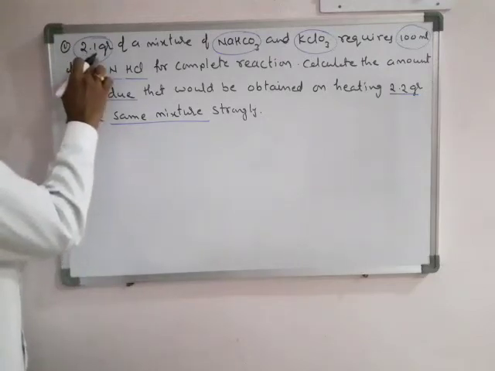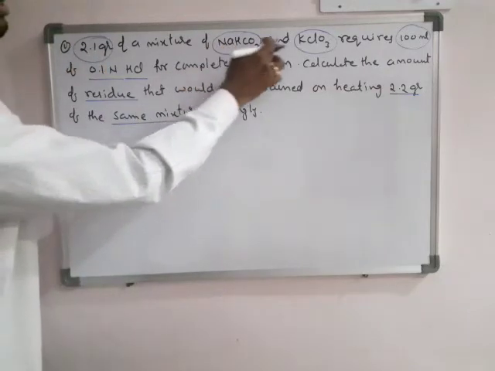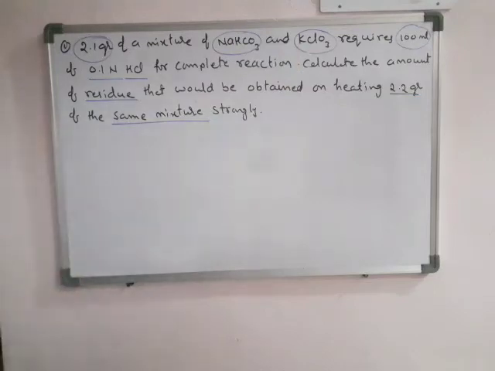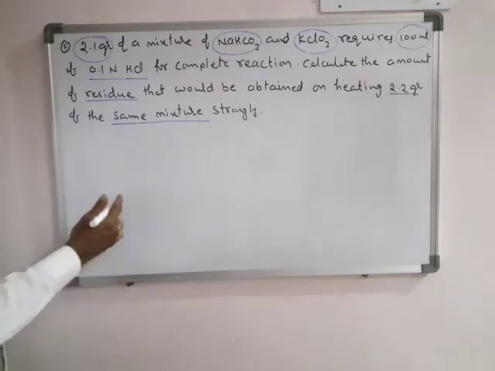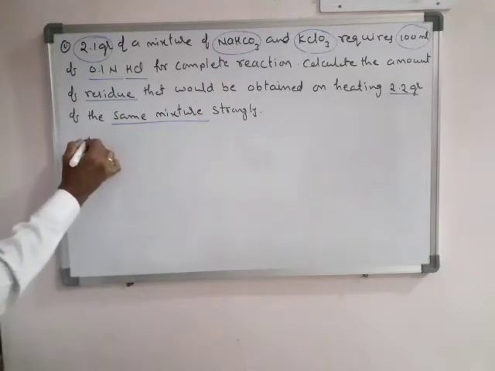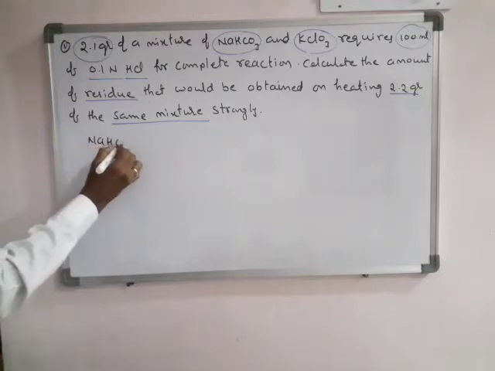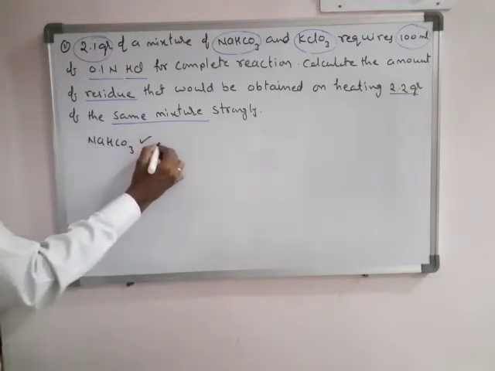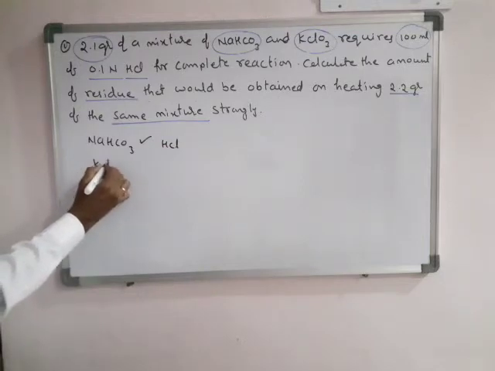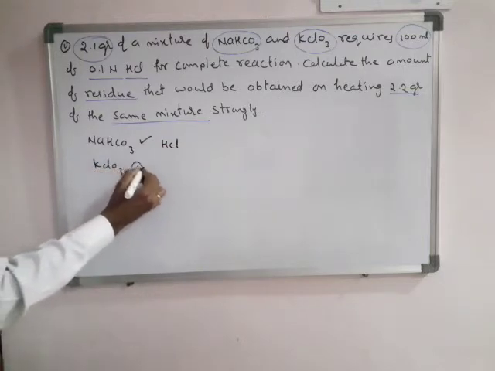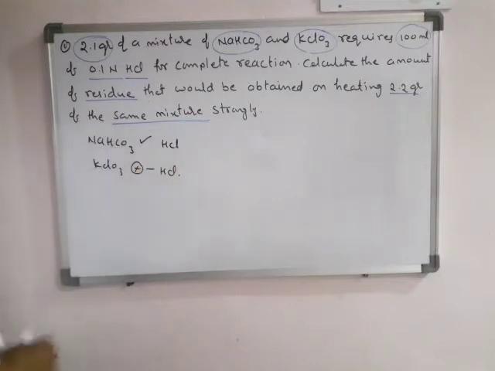In 2.1 gram, sodium hydrogen carbonate and KClO3, both are present. The sodium hydrogen carbonate is the important one. Sodium hydrogen carbonate only reacts with the HCl, whereas KClO3 does not react with the HCl.